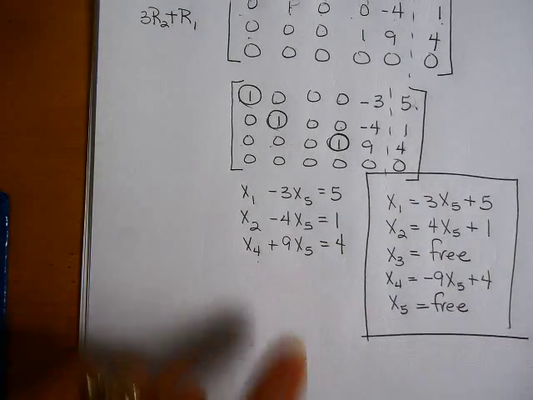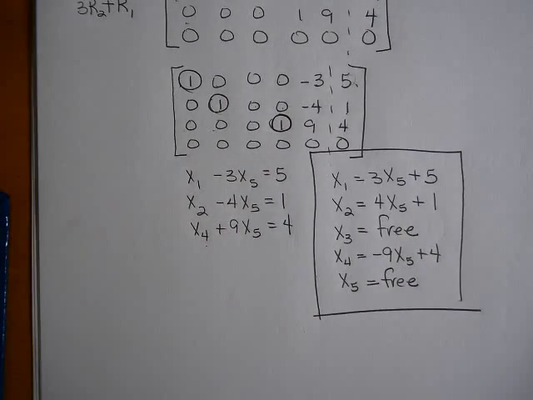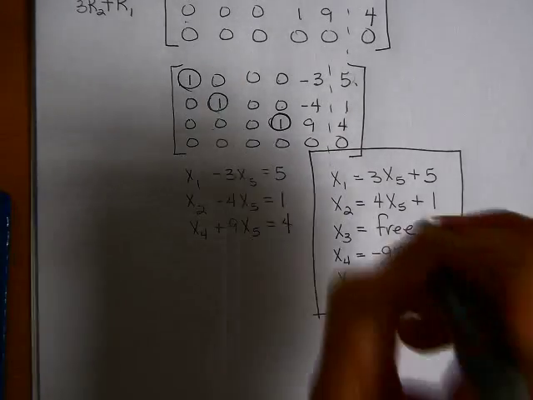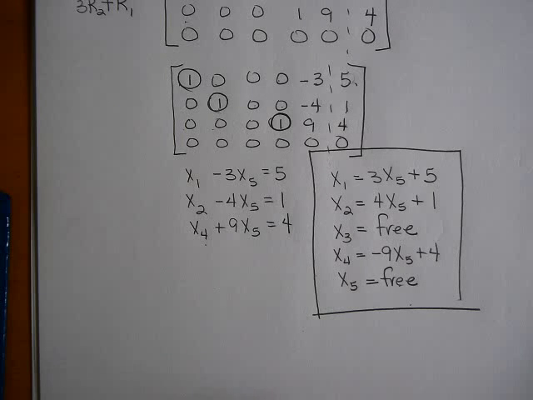This is the parametric representation for the solution. It has an infinite number of solutions. Each one has x5 and it's free. Yes, because it had a solution. You have free variables, and you pretty much choose whatever you want it to be.